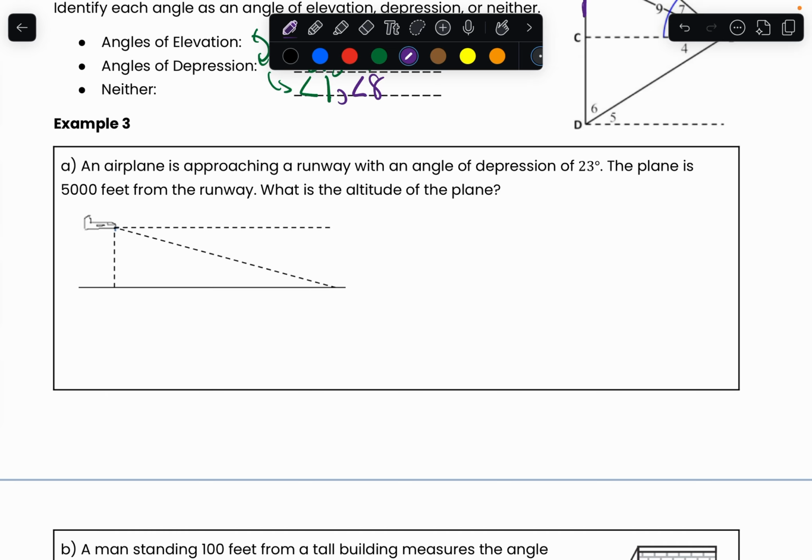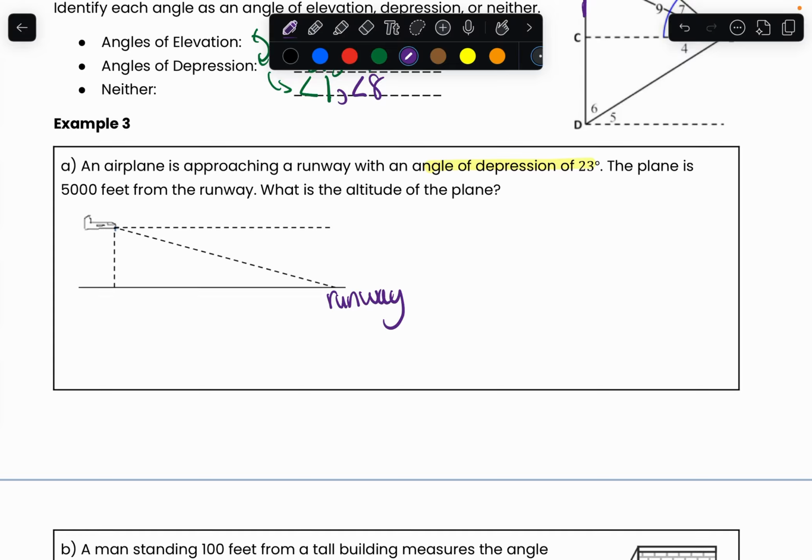Now, with these word type of questions, you really do have to circle everything that you have. Circle any important information, and then fill out everything on the picture, or draw the picture out sometimes. Now, it says an airplane is approaching a runway with an angle of depression of 23 degrees. Now, first thing, airplane is approaching a runway. Our airplane is drawn for us, but where's our runway? So let's go ahead and label our runway, which is right here. Okay.